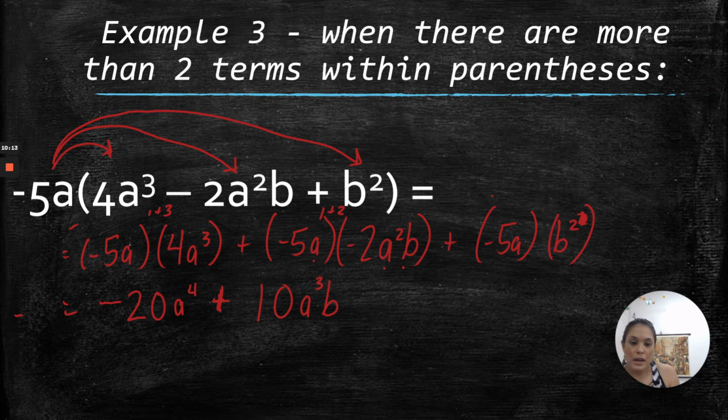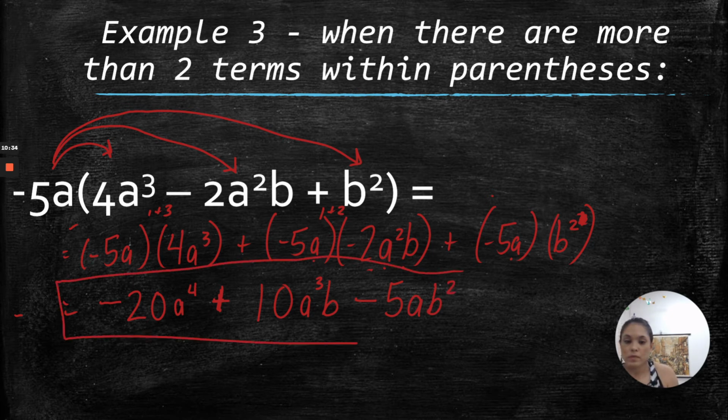And then a negative 5 times 1, there's nothing to multiply it by. This will be a negative 5. There's nothing to multiply the a by, so we're going to bring that down. And same with the b. This is my final answer.